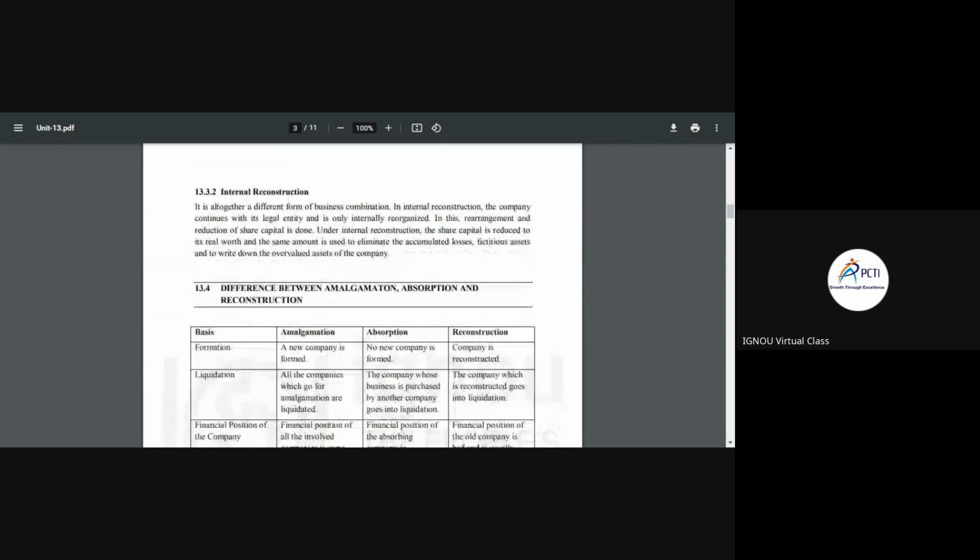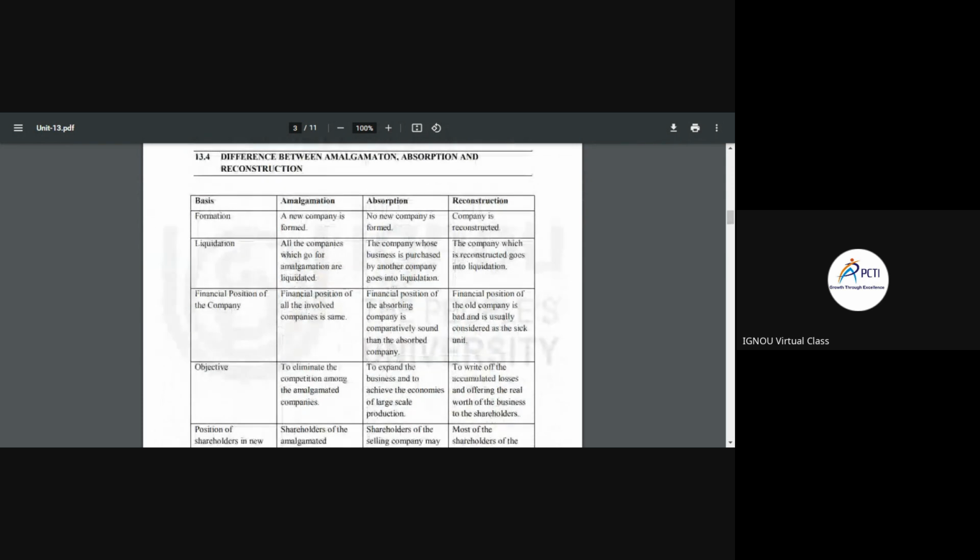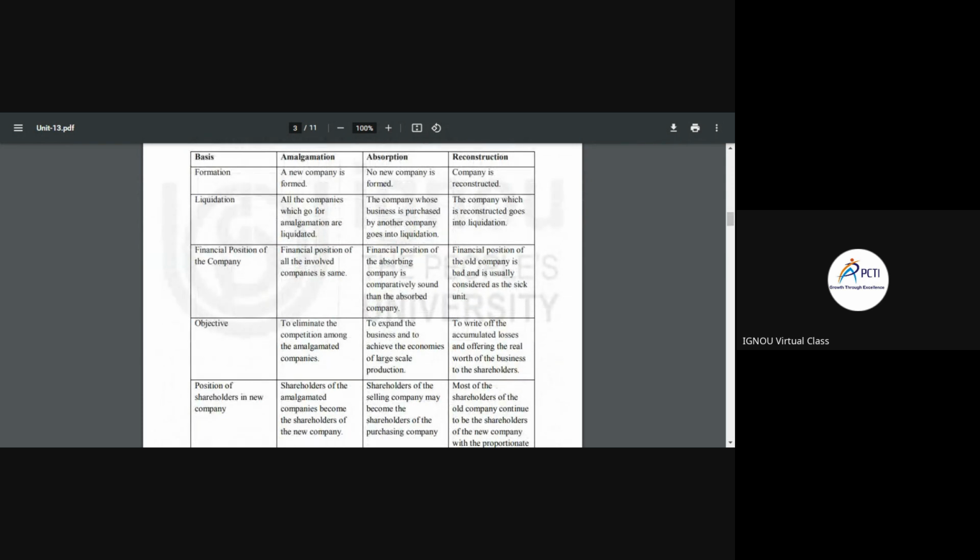Now there is a difference between amalgamation, absorption and reconstruction. In the case of amalgamation, a particular new company is formed. In the case of absorption, no new company is formed, and in the case of reconstruction, the company is reconstructed. Next one is liquidation. All the companies which go for amalgamation are liquidated. The company whose business is purchased by another company goes into liquidation in the case of absorption. Then the company which is reconstructed goes into liquidation at the time of reconstruction.